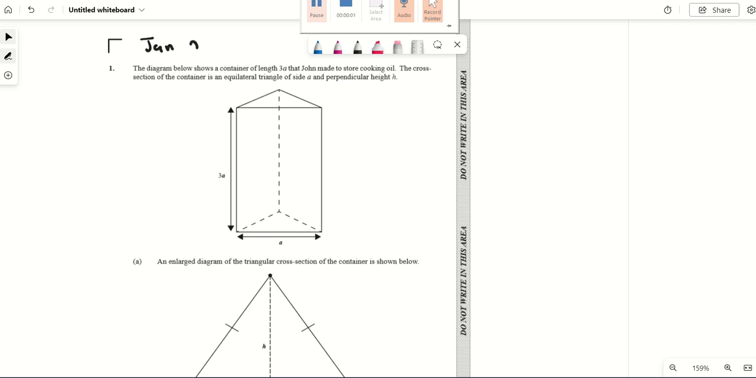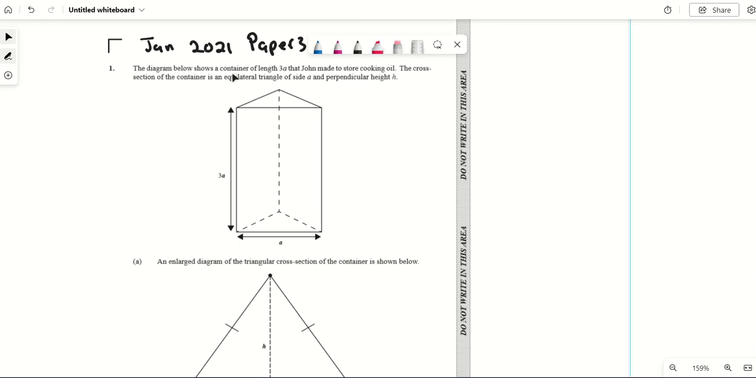Hi, good day. So we're doing January 2021 paper 3, right? Now they said in this question, the diagram below shows a container of length 3A. They told you what 3A is, that John made to store cooking oil. The cross section of the container is an equilateral triangle. Equilateral just means all sides are the same. So if we look from this side to this side is also A, and from this side to this side is also A. You can put a little line that just tells you all sides are equal.